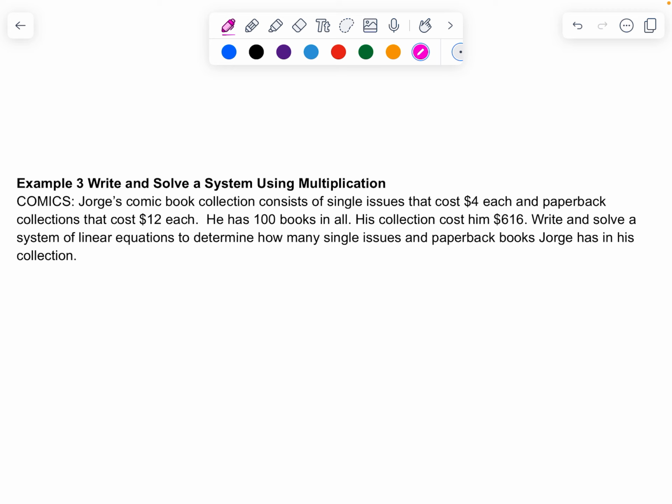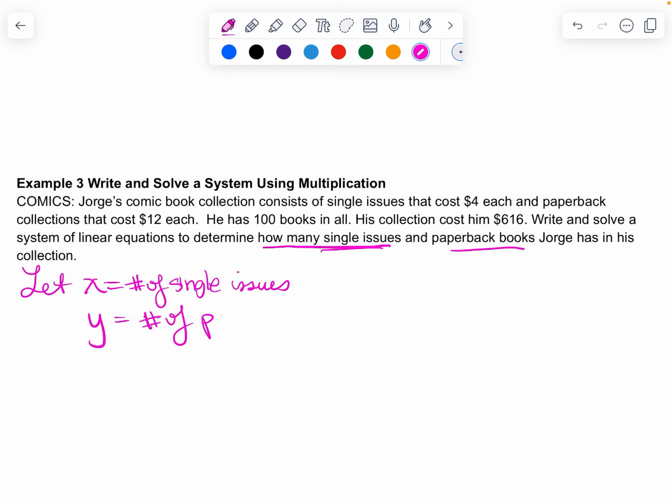Well, what are the two things? We have single issues, we have paperback books. So, let X equal the number of single issues. Now, how did I know that that's what I was looking for? Well, isn't that what it's asking? It says, write and solve a linear system of equations to determine how many single issues. So I know that one of my variables needs to be single issues. Does it matter if it's X or Y? No, but you need to tell us which one is going to be X and which one's going to be Y. And Y is going to equal the number of paperback books.